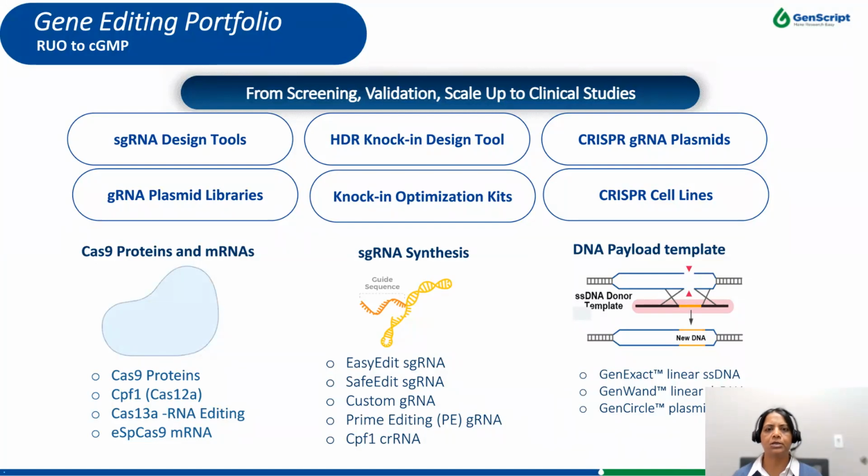as HDR design tool, CRISPR library, CRISPR plasmid, CRISPR cell line, knock-in optimization kit. We even provide different kinds of nuclease, Cas9, Cas12, Cas13, Cas9 mRNA, and different types of sgRNA and different types of donor DNA template. While we have a wide range of products and services, today I will focus on two main areas. First, we will discuss the CRISPR component used for knockout application, specifically the single guide RNA and Cas9 protein. And second, I will cover our DNA knock-in template, which includes the various HDR templates designed for different applications.